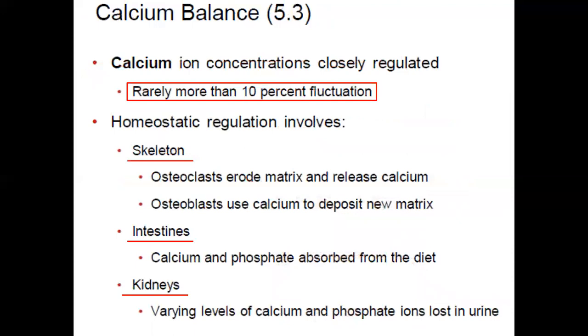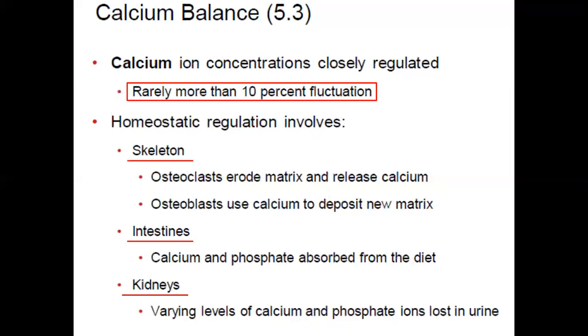Calcium balance in the body is so, so, so important. So bone is your major storage depot. 98% or more of the calcium in your body is stored in bone. And if you need calcium, your body will break bone down to free it up and send it into the blood. If you have too much calcium, then you'll store more of it in bone and build bone. And rarely do calcium concentrations fluctuate by 10% or more. So you maintain a calcium ion concentration in the blood within a 10% range.